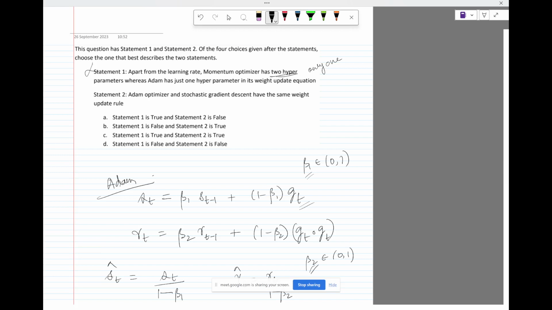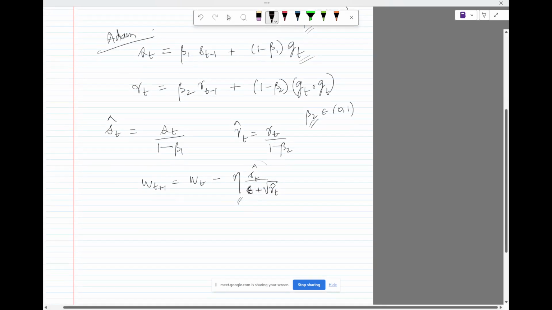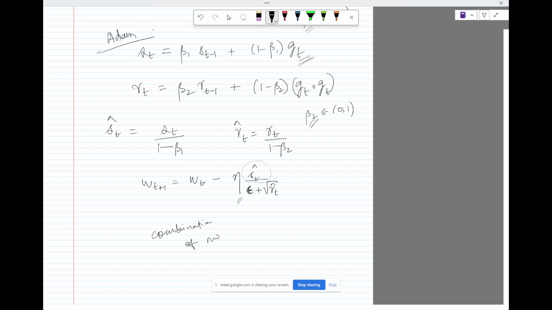The Adam optimizer and stochastic gradient descent don't have the same weight update rule, so that is also false. We see there is a complex weight update rule. This term has the gradient information here, and this is the deviation. So it is a combination of the momentum and this RMS prop algorithm.